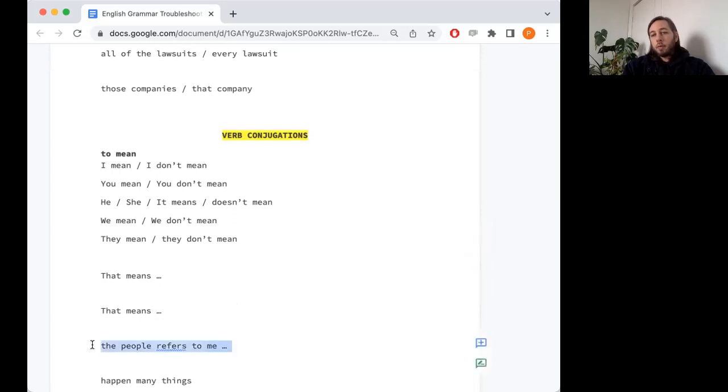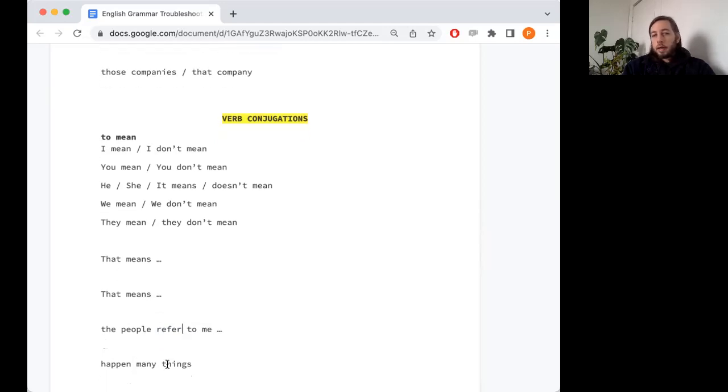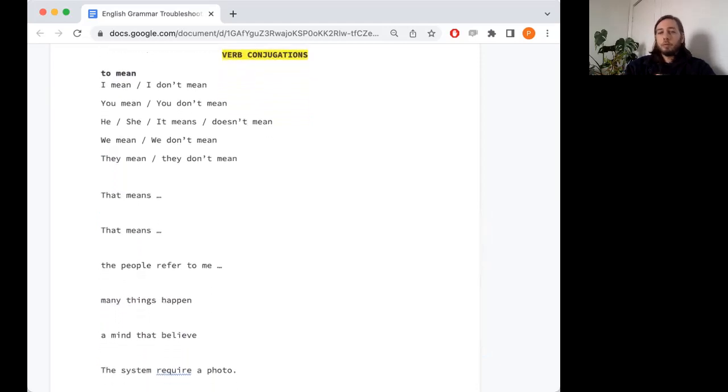Okay, and our third example, the people corresponds with they. So you see, you cannot put this S with the word they. So here, the people refer. The people refer to me. Okay, and our next one, we have many things, which is they. So we have the verb without the S, which is correct. It's just in the wrong place. So let's move this over here. And many things happen. That verb is conjugated correctly with the subject. Many things happen. Just make sure the subject comes before the verb.